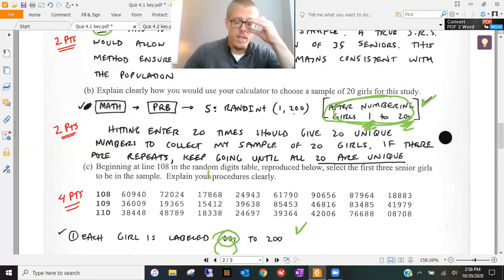And back to the calculator here, we hit enter 20 times. It should give us 20 unique numbers. Unique is important there, because if they are not unique, if I hit the button, I get 37, and then I hit it a few more times and I get 37 again, that's not a unique individual. That's the same girl selected twice. We can't select the same girl twice. We need to try again, so we get 20 unique numbers. That's important.